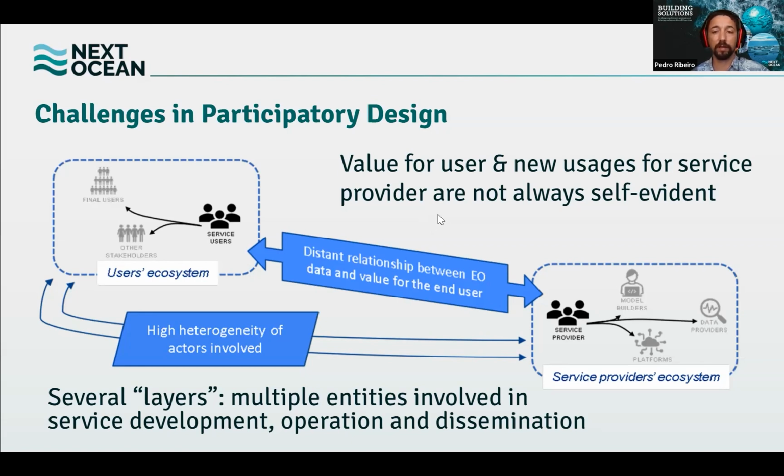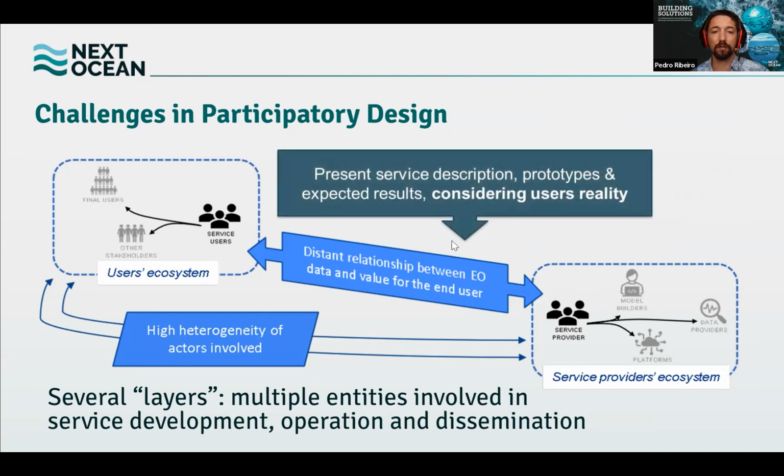On the other hand, you have a technology push also being done by service providers, who are always trying to push more generic solutions that can be adapted for all sorts of different environments or challenges, but on the other hand might not be so useful for the users. So a bit of how to solve these things is to actually consider users' reality from the start.